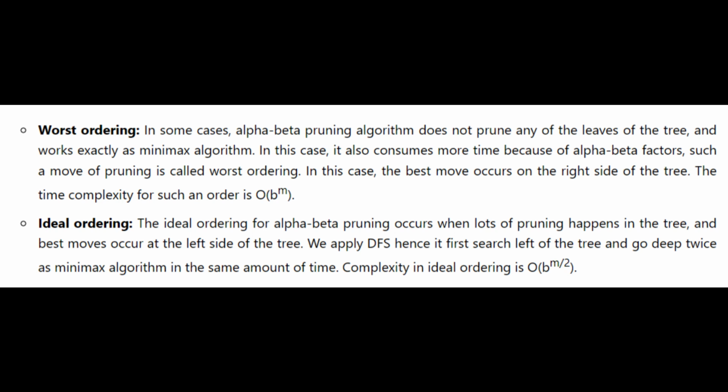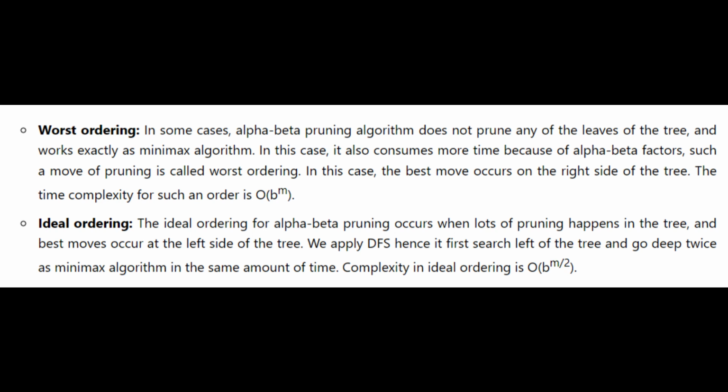Worst ordering. In some cases, the alpha-beta pruning algorithm does not prune any of the leaves of the tree, and works exactly as the Minimax algorithm. In this case, it also consumes more time because of alpha-beta factors. Such a move of pruning is called worst ordering. In this case, the best move occurs on the right side of the tree. The time complexity for such an order is O(b^m).